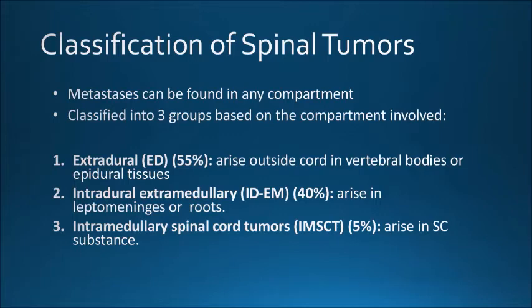They arise outside the spinal cord and the dura, and they mostly involve the vertebral bodies and the epidural tissues. Then we have the intradural extramedullary spinal cord tumors. They are 40% of the spinal tumors, and they arise from the leptomeninges or the nerve roots. Then we have the intramedullary spinal tumors, which are 5% of the spinal cord tumors, and they arise within the spinal cord.